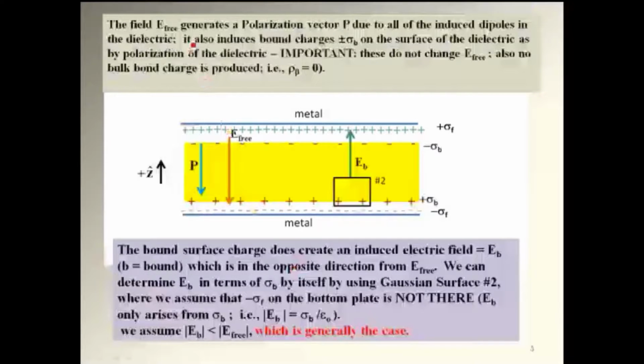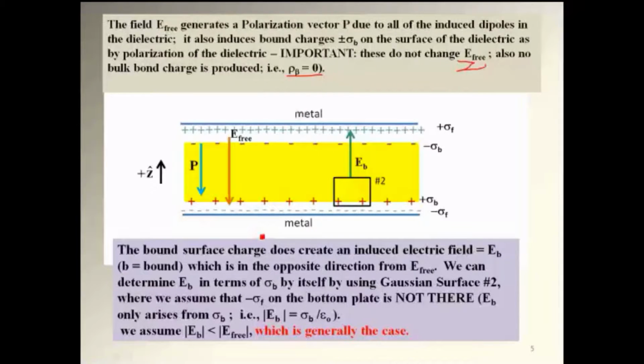Now the E free generates a polarization vector. That's the vector P due to all of the induced dipoles in the dielectric. It also produces bound charges plus and minus sigma B, the bound surface charge density on the surface of the dielectric. That's by polarization of the dielectric. These do not change E free. That stays there. There's no bulk bound charge produced because of the symmetry. There's no change in the P vector as we move around inside of this dielectric.